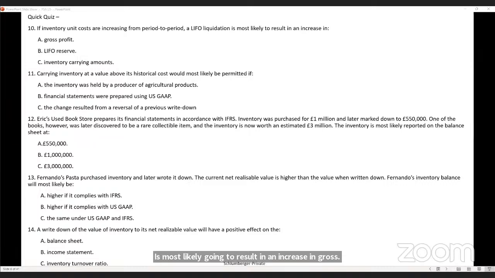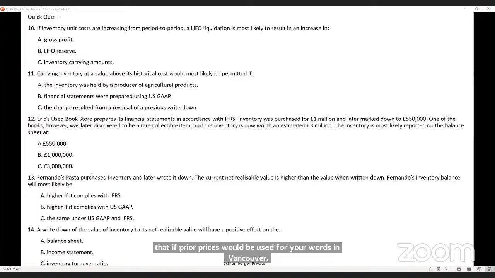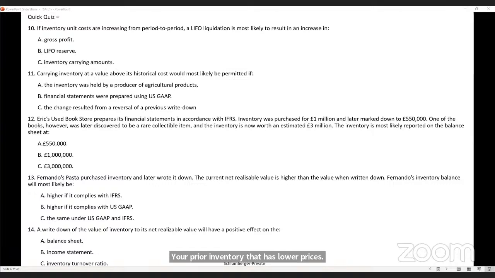The point is, remember, LIFO is an inventory cost flow assumption in which the last price is your cost of sales. Note that. Last price, that is the recent prices, are the ones that you're going to use to calculate your what? Cost of sales. Meaning that the prior prices will be used for your what? Inventory. So if you are liquidating, it means that you will be liquidating your prior inventory that has lower prices. Then that will give you high gross profits. That's it.